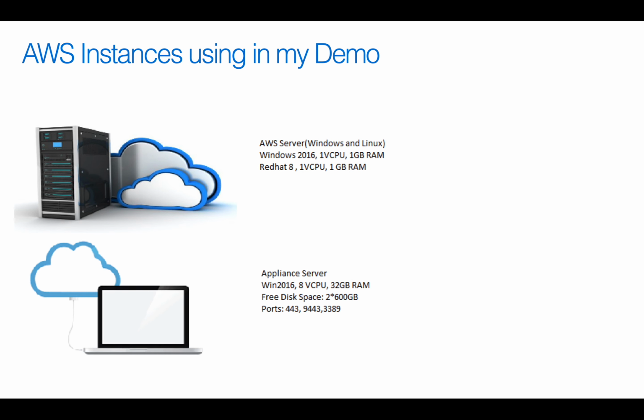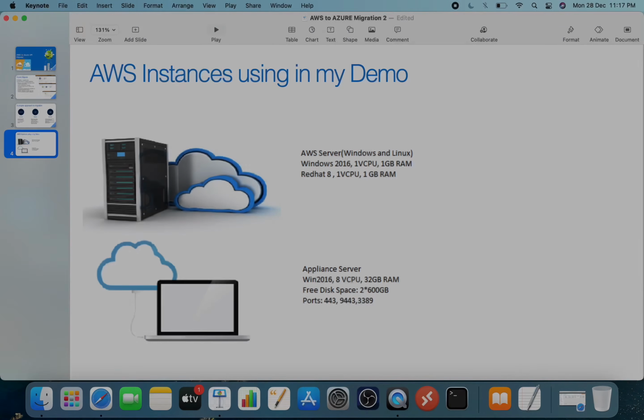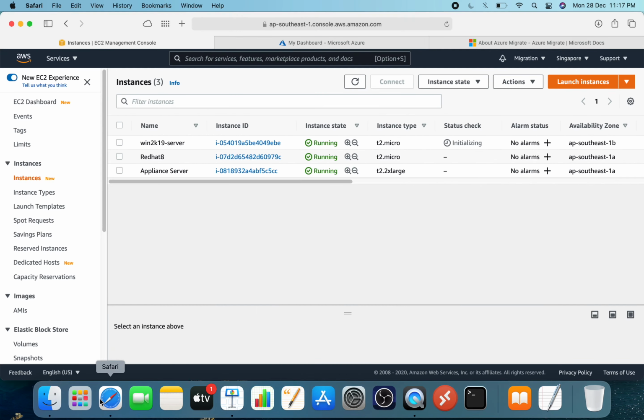And here today I'm going to show you a live migration from AWS to Azure. Here I have two instances, one Windows and one Linux operating system, which I'm going to migrate to Azure. And I have created a Windows 2016 machine as the Appliance server, which acts like a bridge between AWS and Azure. So here you can see I have one Appliance server. This acts like a bridge between AWS and Azure, and these two instances I'm going to migrate to Azure.